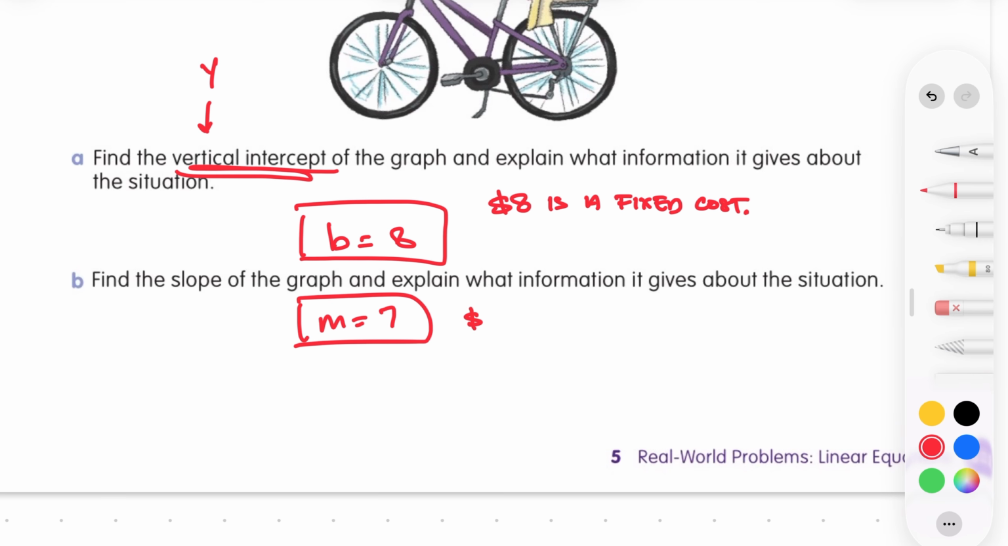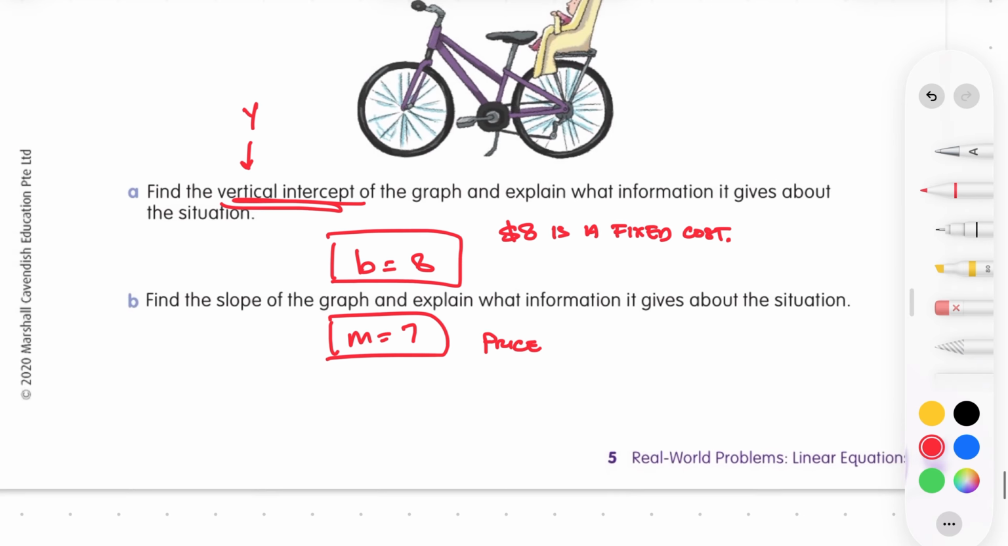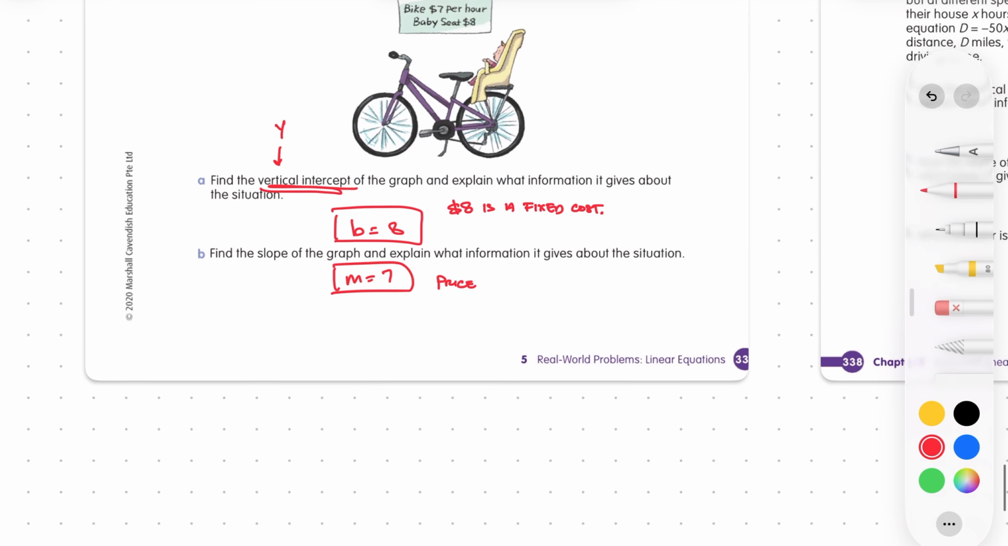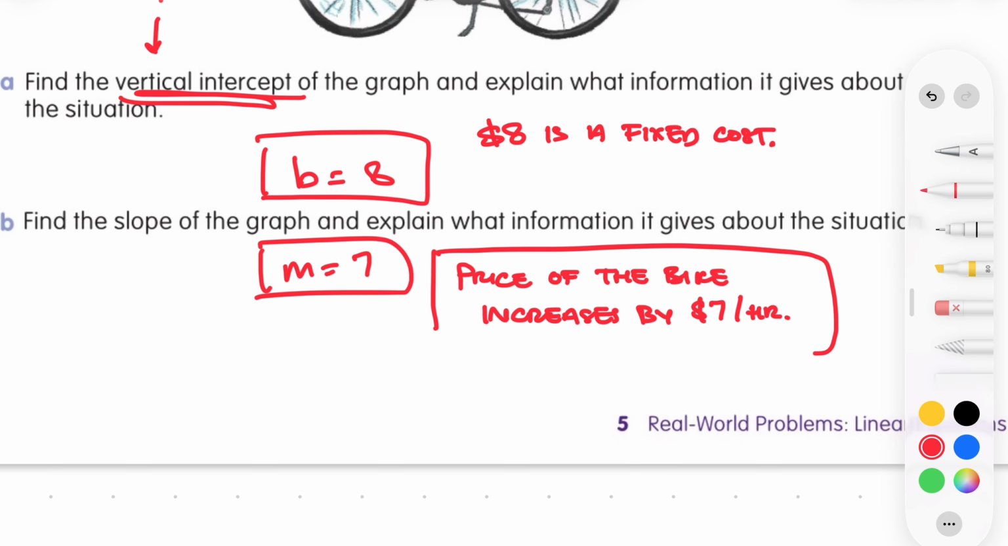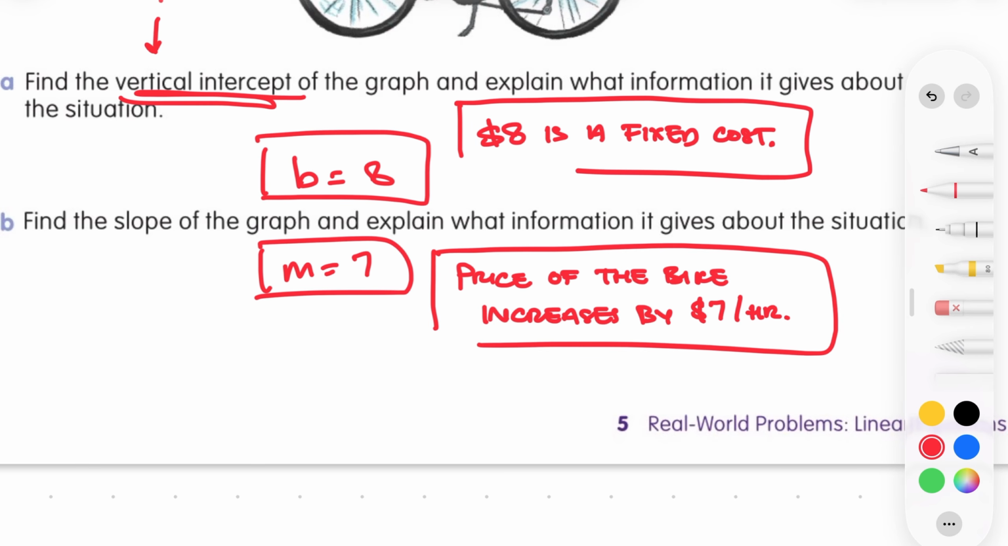Whereas for this one, you'll say that, let's see, okay. Price. So what does the slope tell us? The price of the bike increases by $7 per hour.